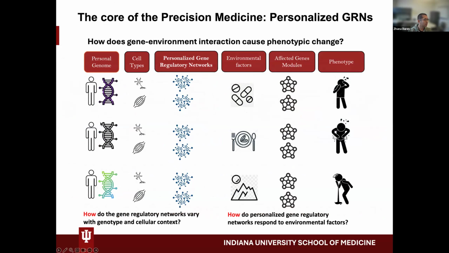The reason is people have different genetic variants, and because the genotype is different, of course their gene regulatory network in each individual, in each cell type, is different. Because the network is different, even the same environmental factor like a drug, food, or lifestyle can change a different set of genes for different people. Of course, then the phenotype is different. That is the framework for thinking about precision medicine. So how to build the personalized GRN is an important problem.